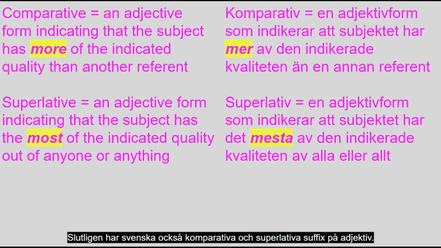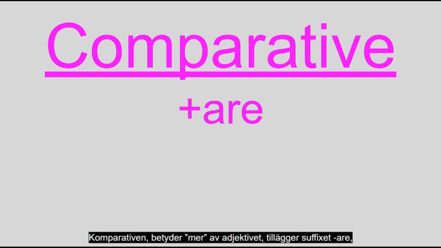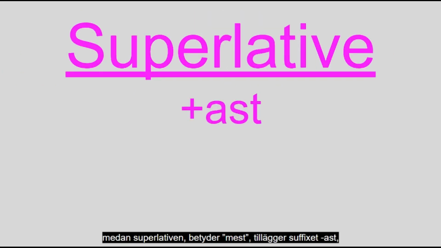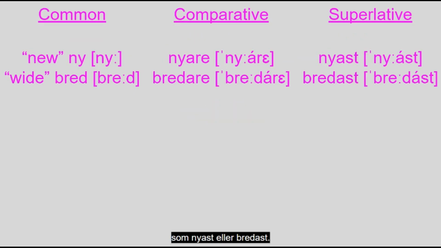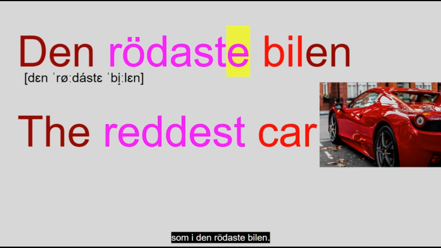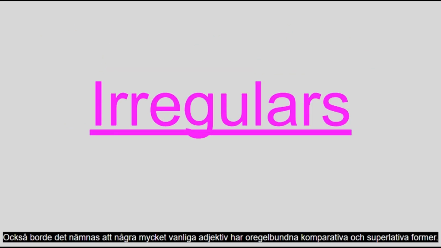Finally, Swedish also has comparative and superlative suffixes on adjectives. The comparative, meaning more of the adjective, adds the suffix are like in ny to nyare and bred to bredare, while the superlative, meaning the most, adds the suffix ast like in nyast or bredast. If the superlative is in attributive position, though, it adds the further suffix e, like how the reddest car is den rödaste bilen. It also should be mentioned that some very frequent adjectives have irregular comparative and superlative forms.